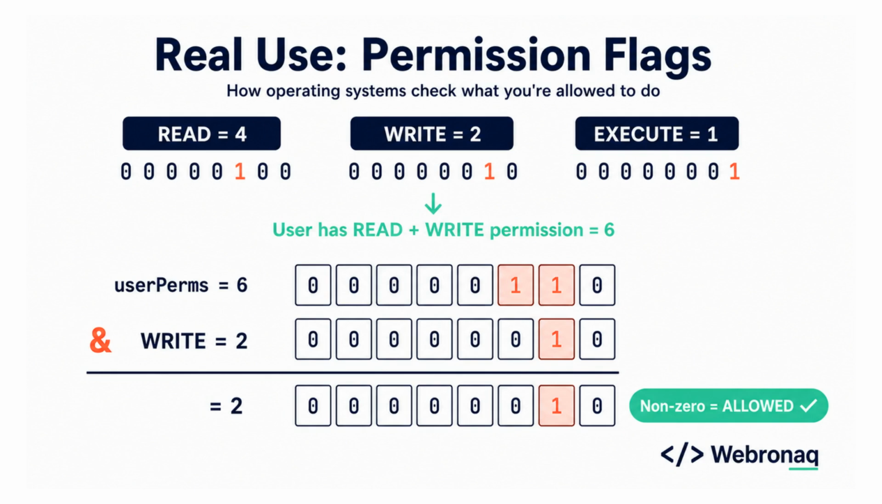This is exactly how file permissions work in Linux when you run chmod 755. It's how feature flags work in big apps. It's how Photoshop's layer blend modes are stored internally. One number, multiple yes or no answers, all checked in a single instruction. That's the real power of Bitwise AND.